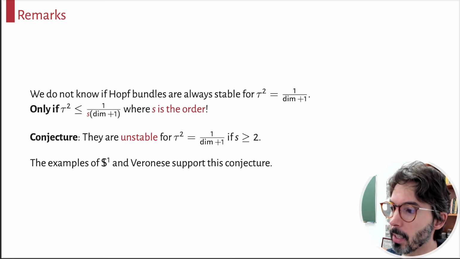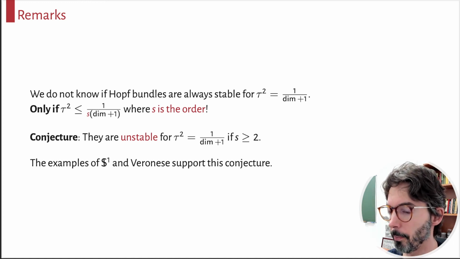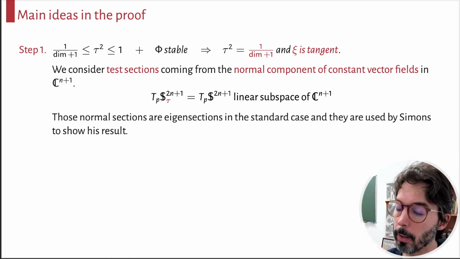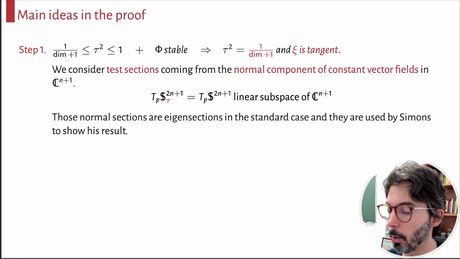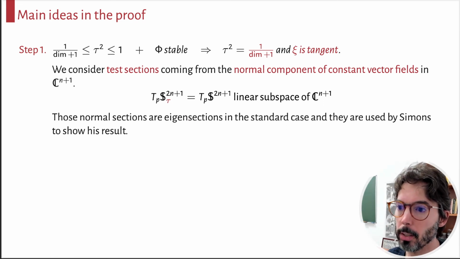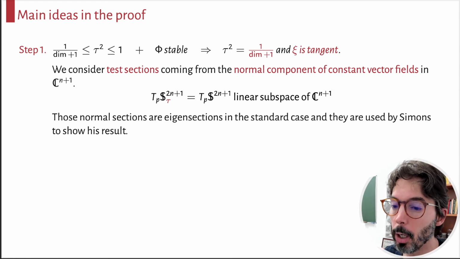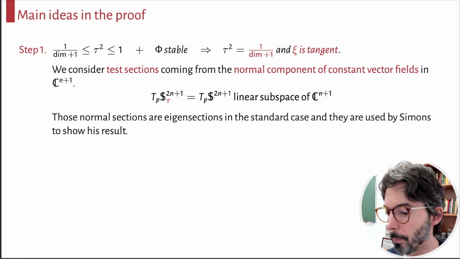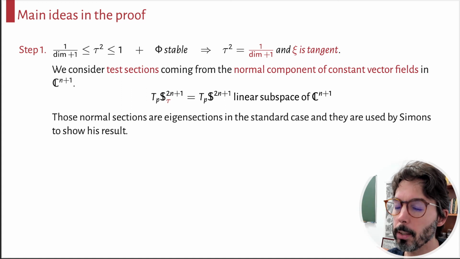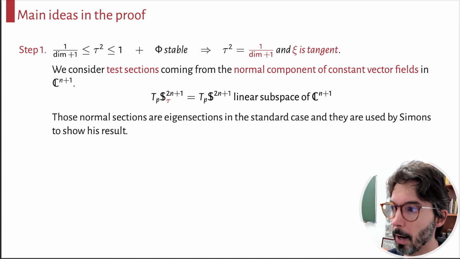And the examples of the circle and Veronese support this conjecture. Okay, so I'm going to give the main ideas of the proof. We have to exploit a lot the hypothesis of stability. So for that purpose, we need to find proper test sections. We have to define normal vector fields over our submanifold.